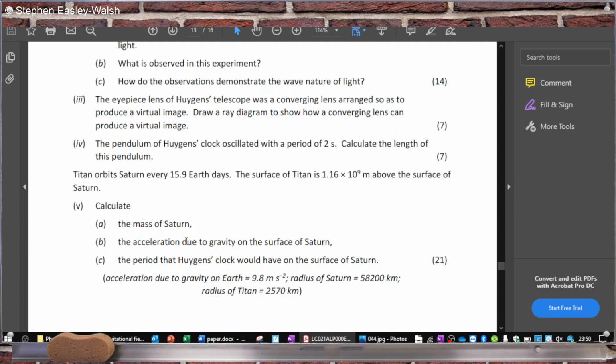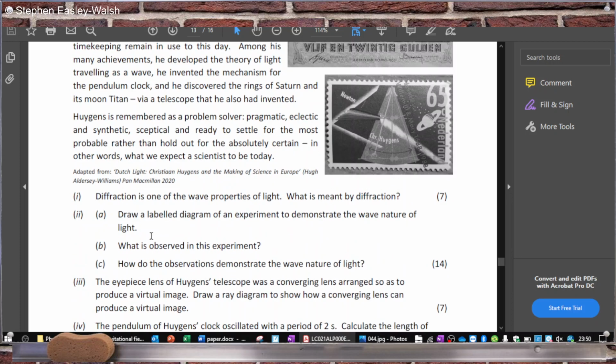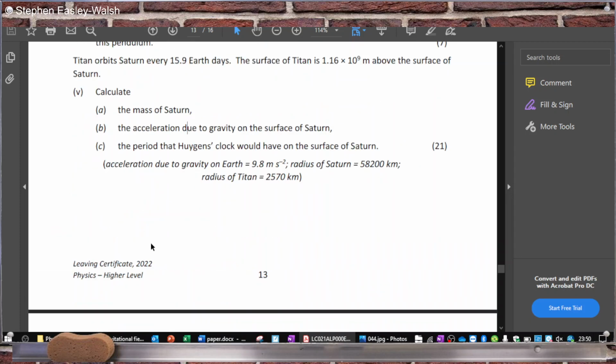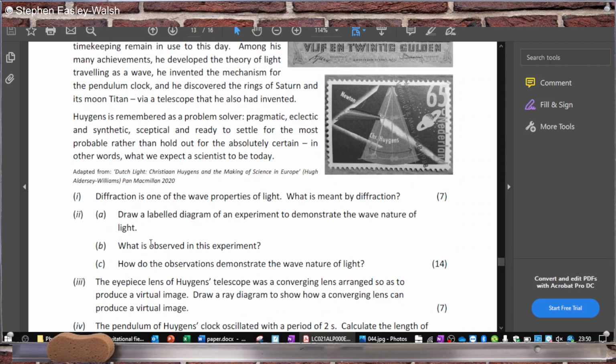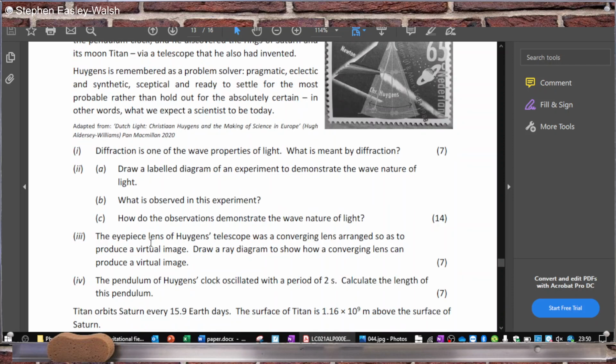So the only thing I'm not 100% happy about is just knowing that the g is right. But I think everything else is okay. Yeah, okay, I think this question's finished. Let's see. Diffraction is one of the wave properties of light. What was meant by diffraction. Draw and label.